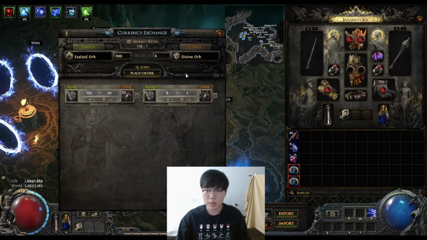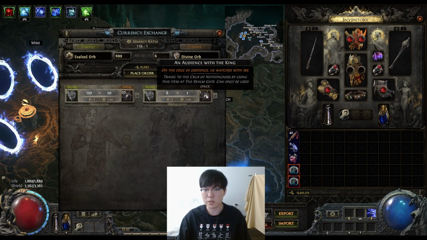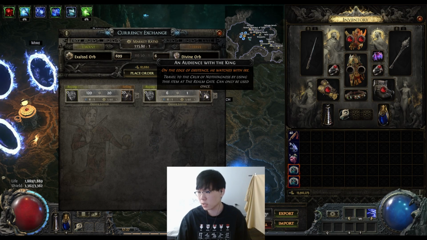And the reason why this works is because people get impatient, especially if you're dealing with Audience of the Kings. People are rich. If they're farming this, they don't really care about the extra 20 to 30 exalts they lose because individually it doesn't affect them as much. They just net like 20 to 30 loss.